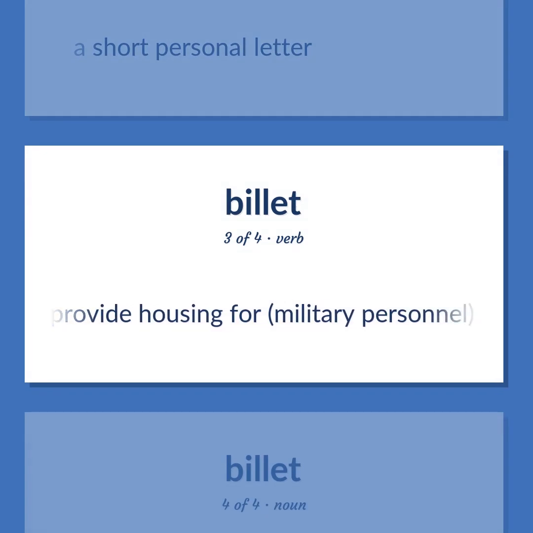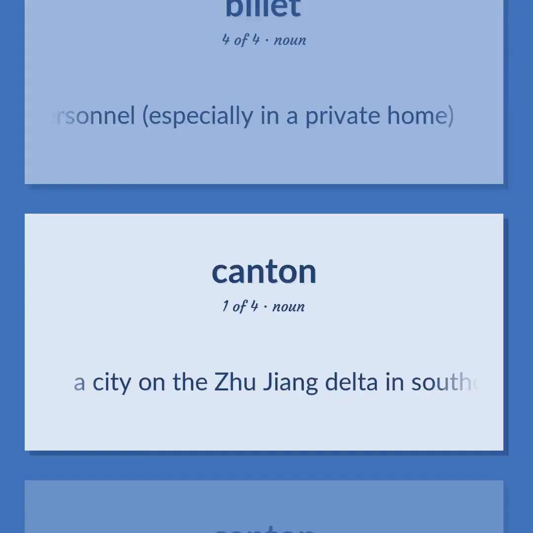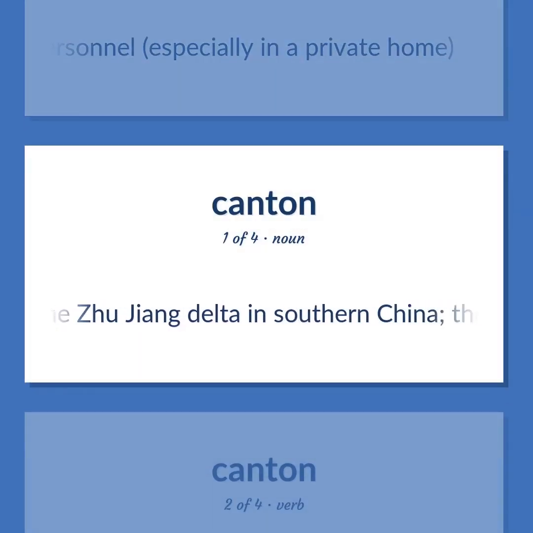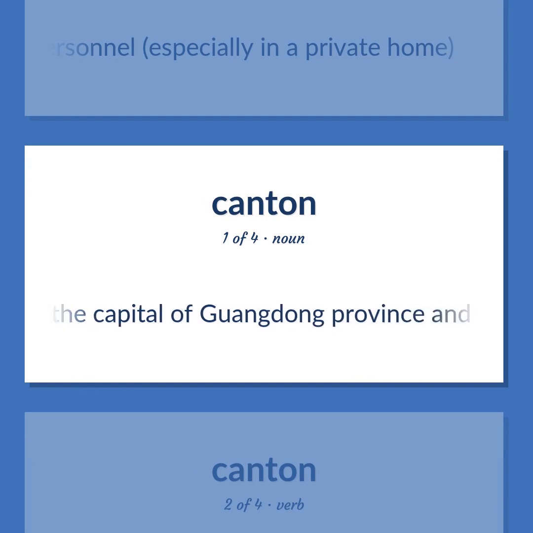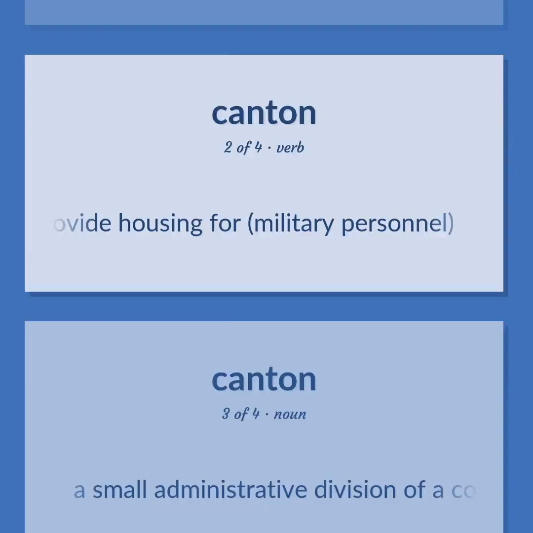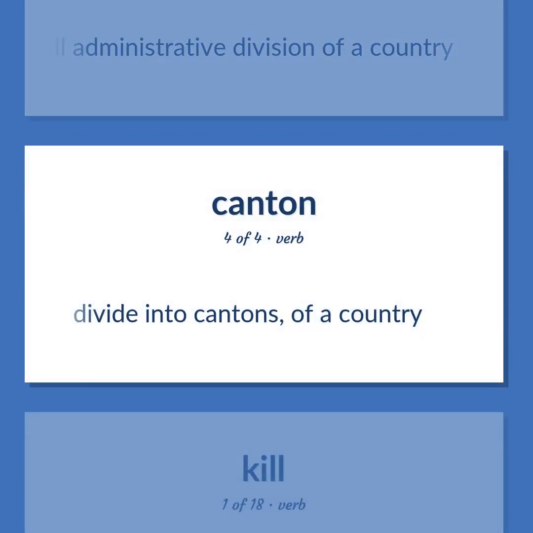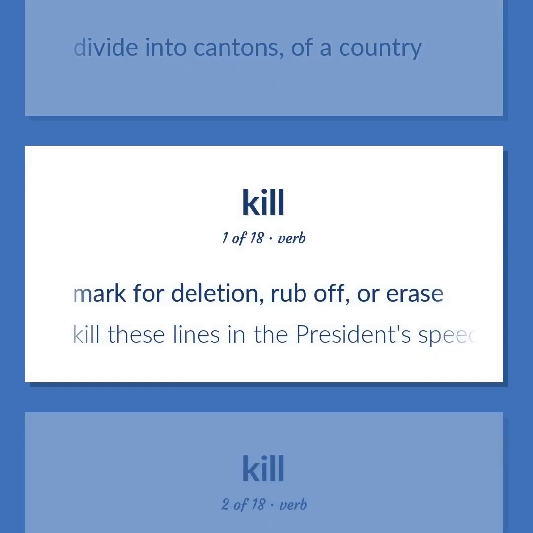Provide housing for military personnel. Lodging for military personnel, especially in a private home. A city on the Zhujiang Delta in southern China, the capital of Guangdong Province and a major deep-water port. Provide housing for military personnel. A small administrative division of a country. Divide into cantons of a country. Mark for deletion, rub off, or erase. Kill these lines in the president's speech.